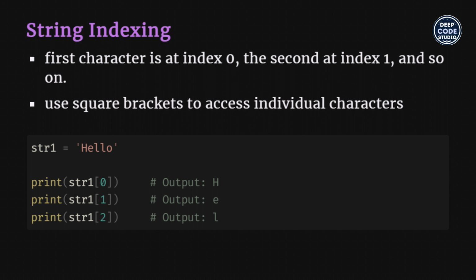So just take an example where my string is hello and now I want to access the first character of this string. Then you can specify str1 and then in square brackets you can specify 0. It means it will output the first character. In the same way you can specify str1 with index 1 and then it will print e. In the same way you can print other characters.